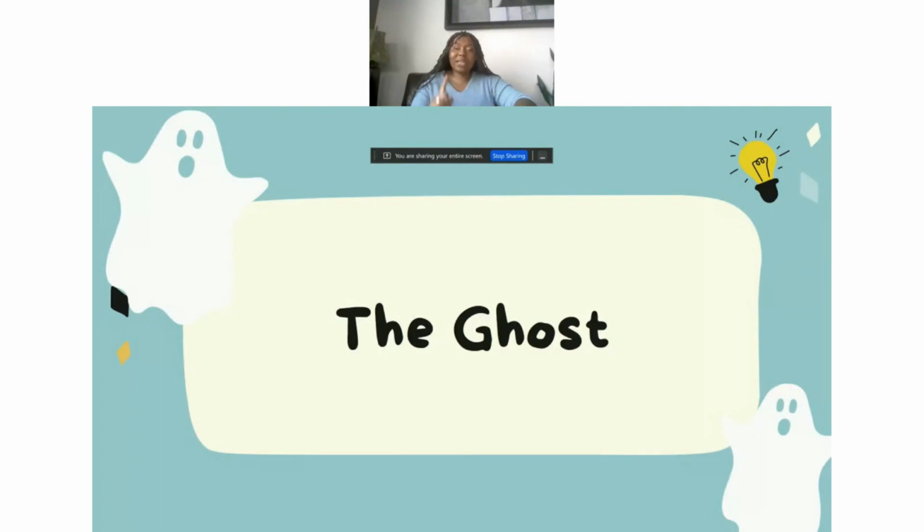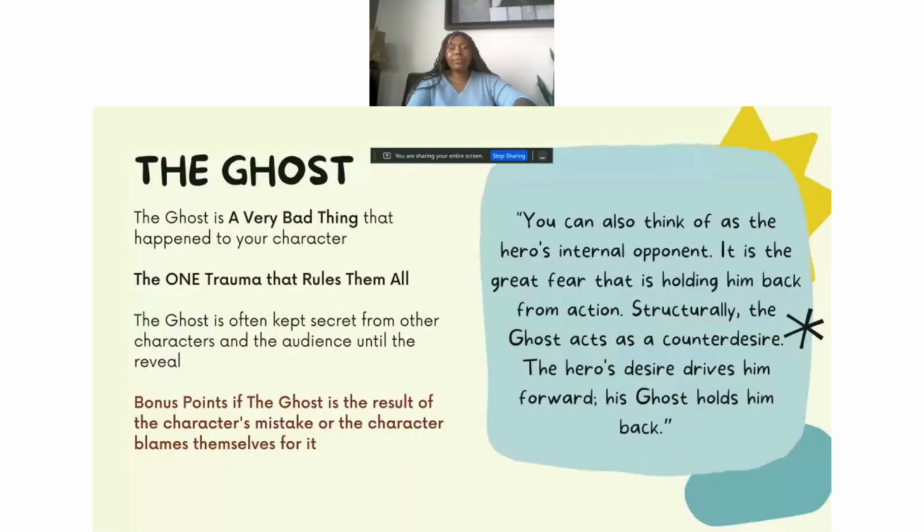The ghost is the single most important piece of backstory. It's the piece of backstory that forges a connection between the reader and the character. And it's really the only piece of backstory you need. So the ghost is a very bad thing that happened to your character. I call it the one trauma that rules them all, for any Lord of the Rings fans out there.